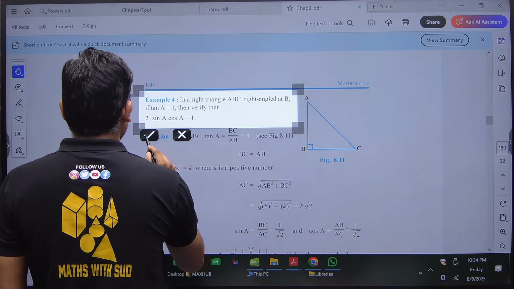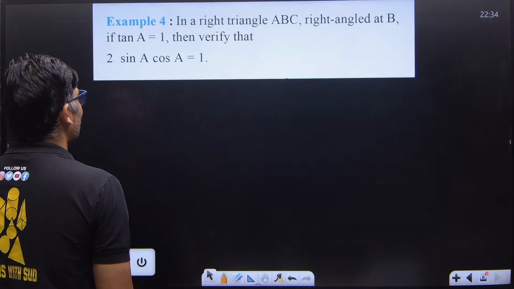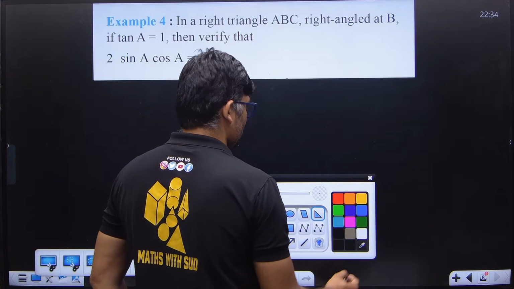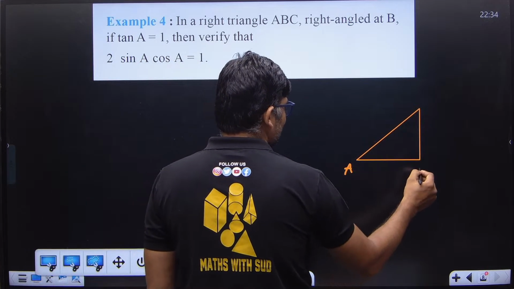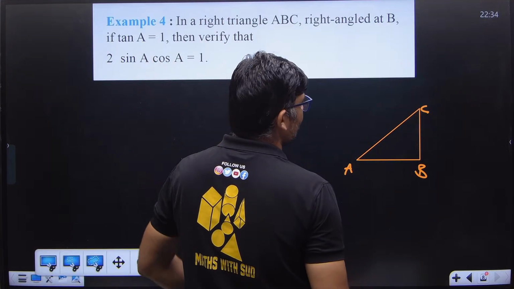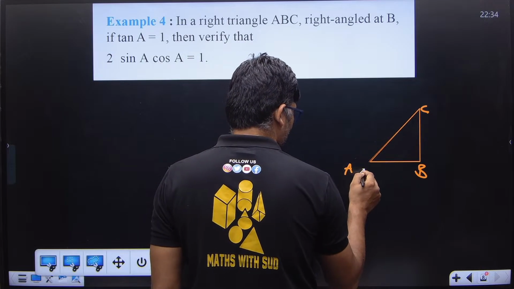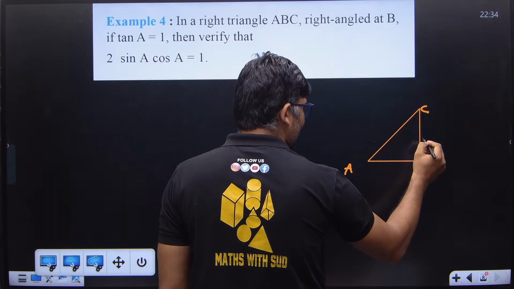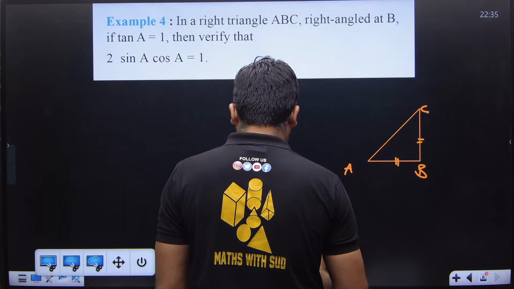In triangle ABC, right angled at B, if tan A is equal to 1, then verify 2 sin A cos A is also 1. So immediately we will draw a triangle. We will make this as A, B and C, and they are saying tan A is equal to 1. That means this angle has to be 45 degrees. Why? Because the perpendicular and the base have to be the same. Suppose we can say that BC must be equal to AB.